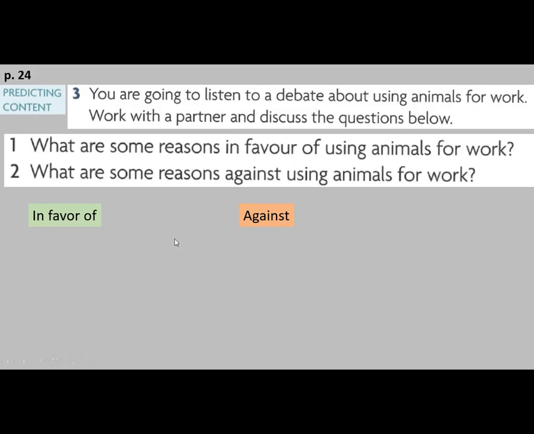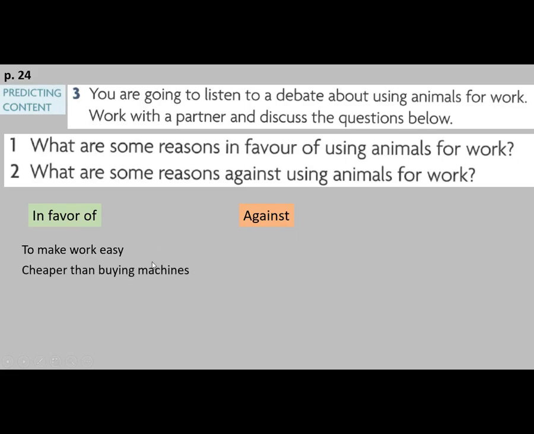So some reasons in favor of using animals for work could be to make work easy, for example. People use animals to make their work easy. For example, people use cows, horses in farms so that the farmer's work is easy. Some people use animals, for example, horses, to carry heavy things, or elephants to carry heavy things, and it makes their work easy. So this is a reason in favor of using animals for work, and it's okay.